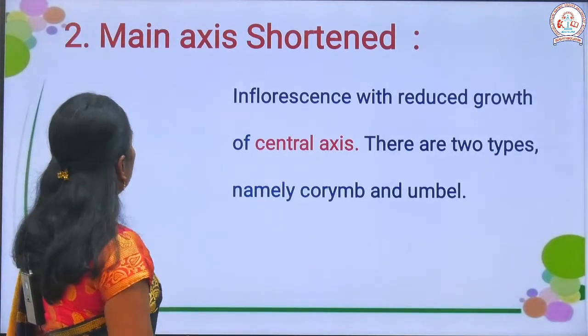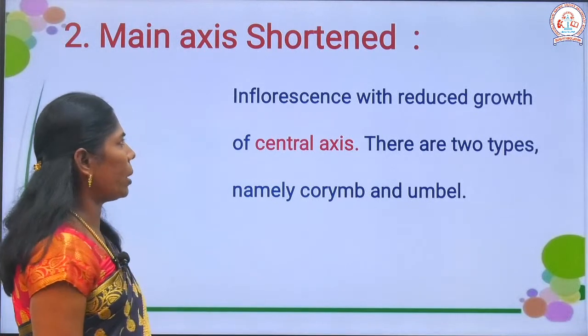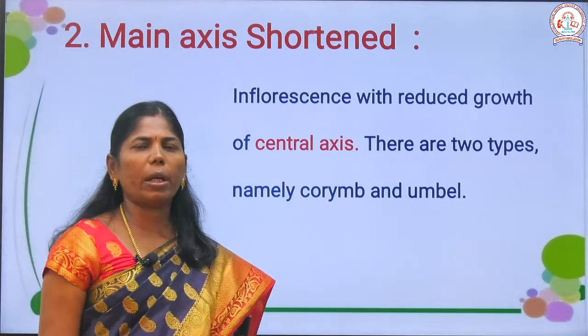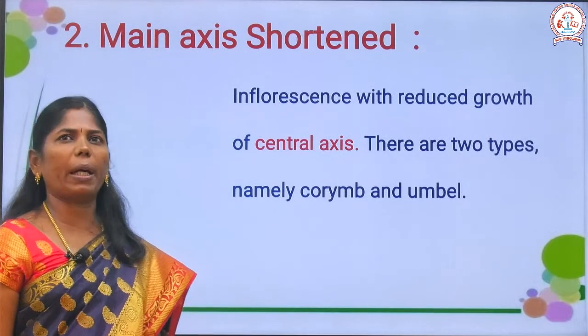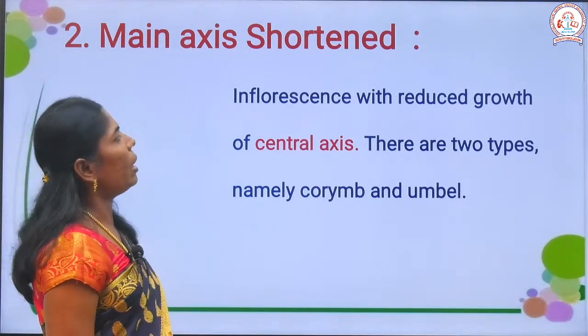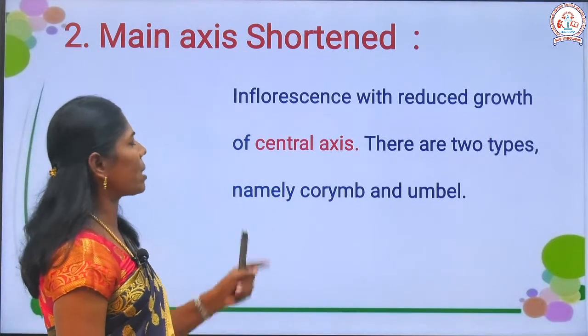So next one is here. Main axis is shortened. Okay, main axis shortened. Under this category we will see the corymb characters. Main axis shortened: inflorescence with reduced central axis.